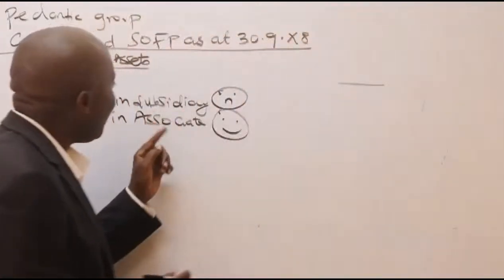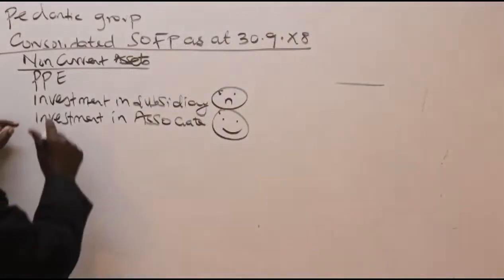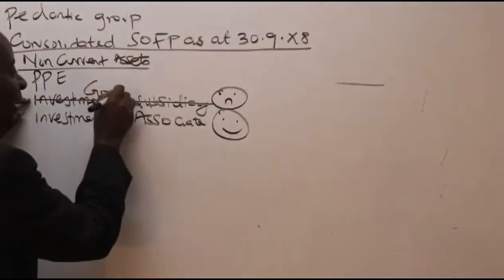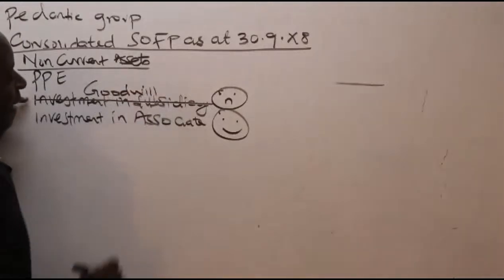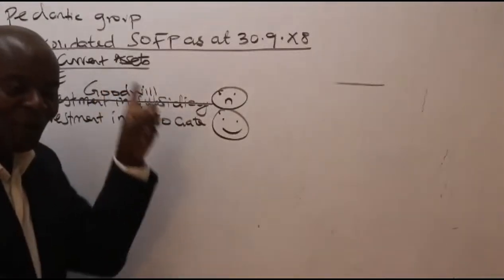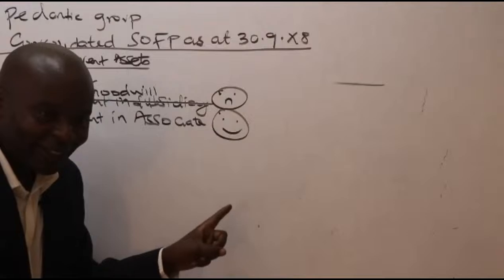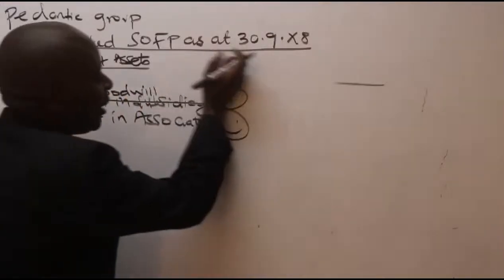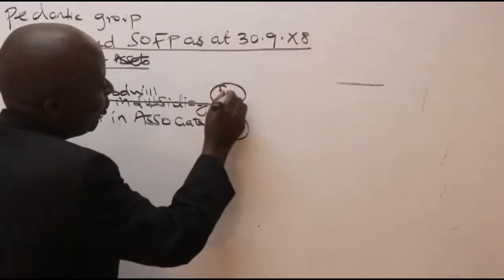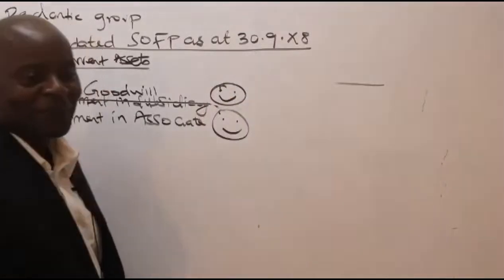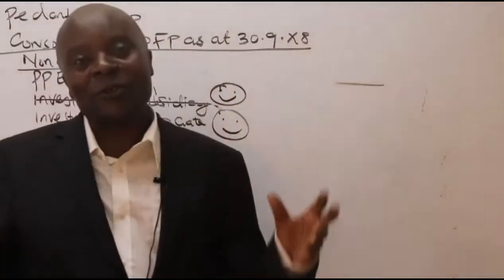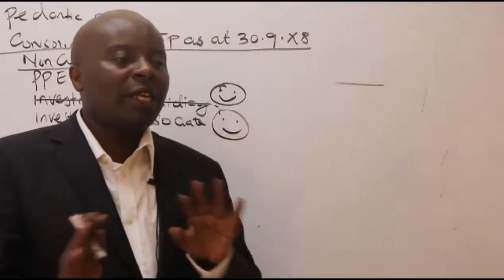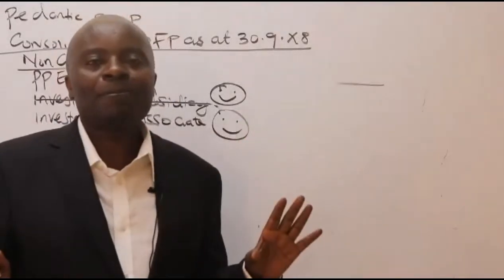So investment in subsidiary, if you can remember, is normally replaced by what we call goodwill. Investment in subsidiary is normally replaced by goodwill. So the moment you write goodwill there, then now you should be able to smile. Seriously, yes. Because now we have known consolidation, but we can never talk of investment in subsidiaries in whichever statement.